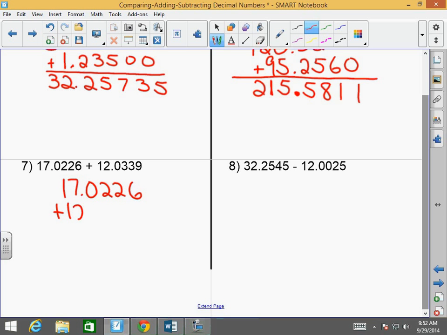Okay, so then I've got here plus, line up those decimals, line up those numbers neatly. If you don't do that, this can get very sloppy and you could mess up. 6 plus 9 is 15, so I carry the 1. 2 plus 3 is 5, plus 1 is 6. 2 plus 3 is 5, 0 plus 0 is 0. Drop down that decimal because it's lined up. 7 plus 2 is 9. 1 plus 1 is 2.